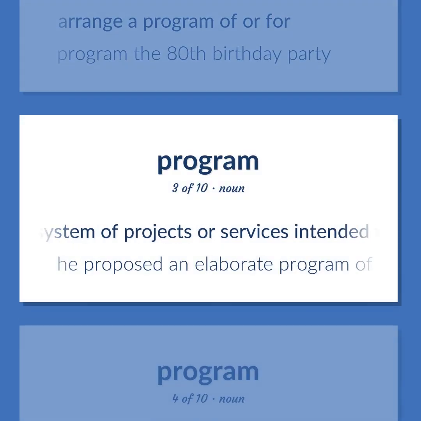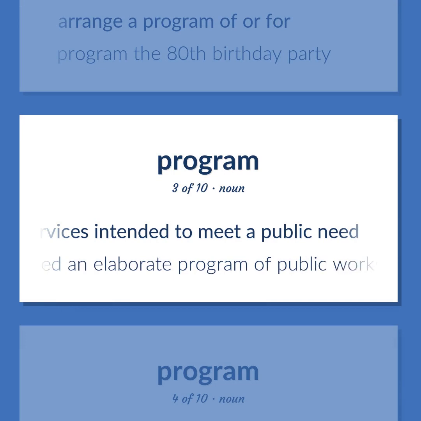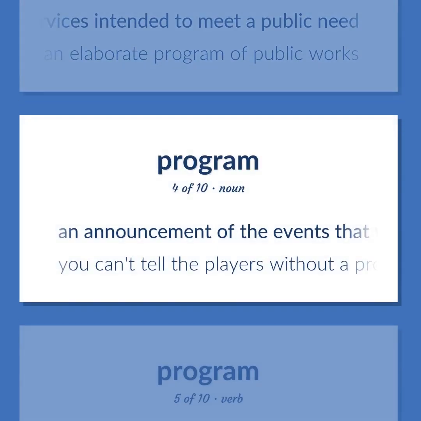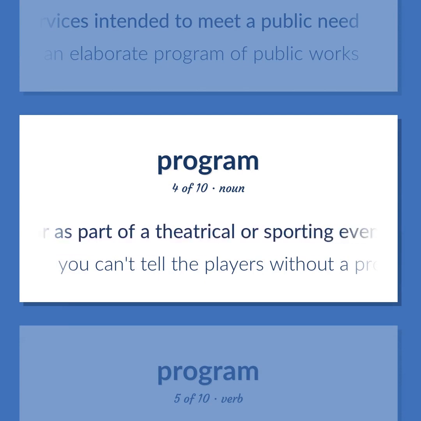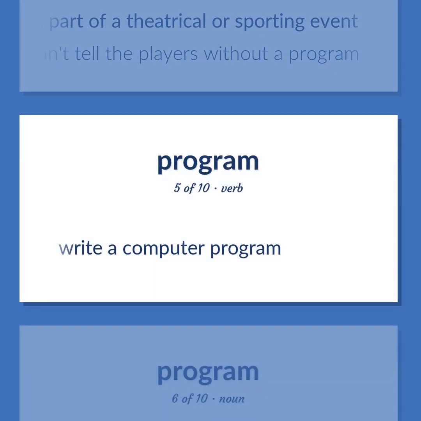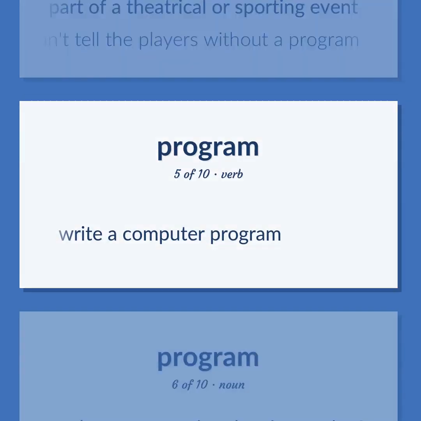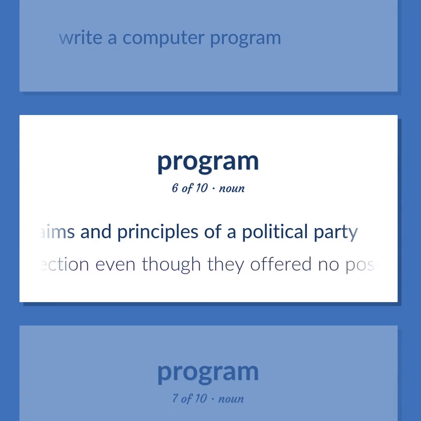A system of projects or services intended to meet a public need. He proposed an elaborate program of public works. An announcement of the events that will occur as part of a theatrical or sporting event. You can't tell the players without a program. Write a computer program. A document stating the aims and principles of a political party. They won the election even though they offered no positive program.